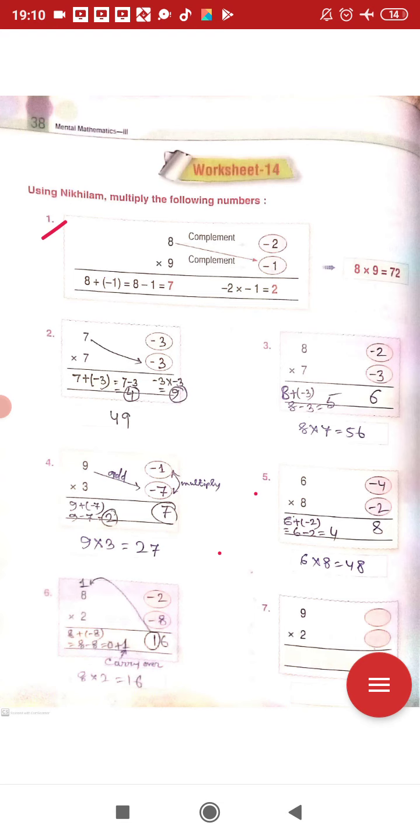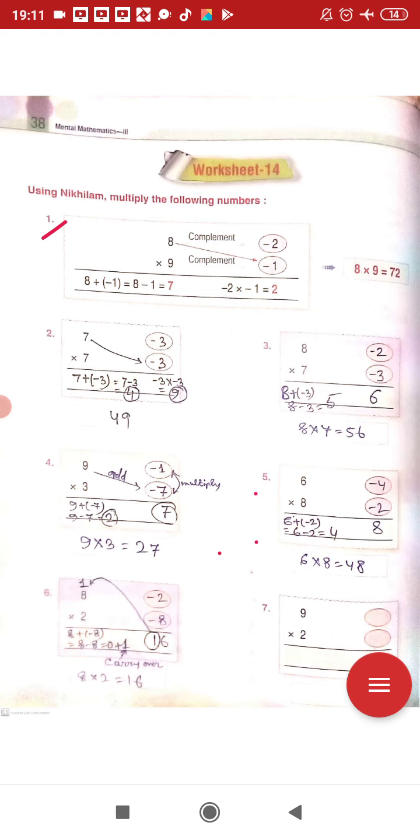On page number 38, you can see worksheet 14. Under worksheet 14, some multiplication problems have been given. But here, we need to multiply the numbers using NIKHILAM, not by the ordinary method. We can multiply ordinary numbers by the ordinary method, that is, we have already understood the procedure. But here, we need to understand how to multiply numbers using NIKHILAM. NIKHILAM is a concept related to Vedic math, and very interesting.